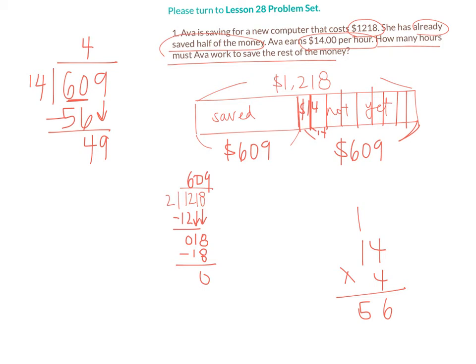Now, we have to do 49 divided by 14. Yeah? Let's count by 15s again. Ready? 15, 30, 45. Hey, that's pretty close, right? Let's try a 3. And this time it's in the ones.